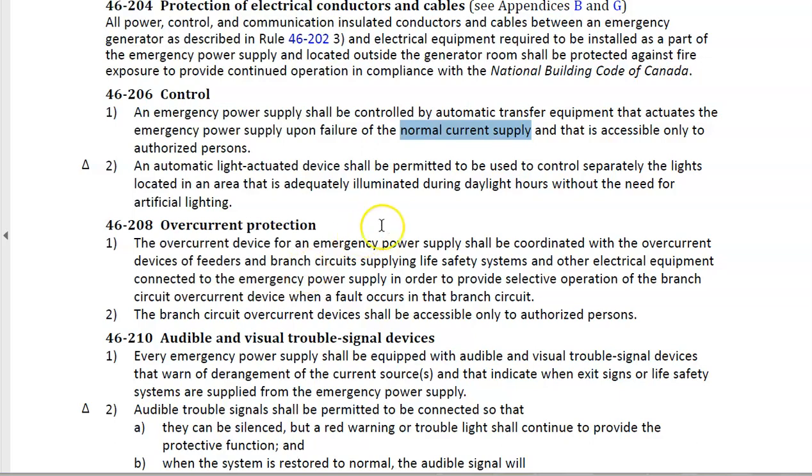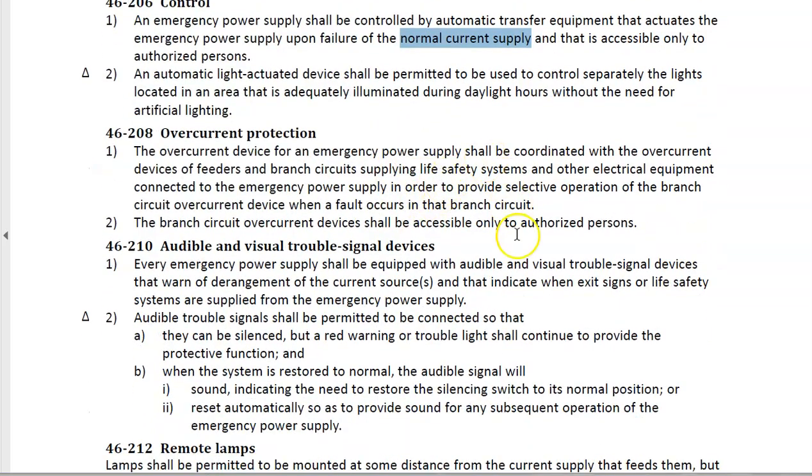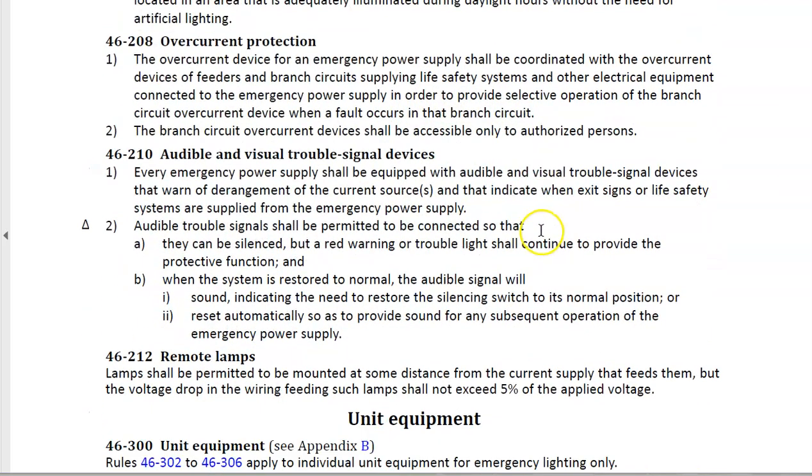Okay, overcurrent protection, these ones just state that it has to be rated and that it shall be accessible to only authorized persons. This one over here, every emergency power supply, so unit equipment, whether it's the unit equipment mounted on the walls or a genset, shall be equipped with audible and visual trouble signal devices that warn of derangement of the current sources. Derangement just means different arrangement. So in other words, if my AC fails and my emergency comes on, and that indicates when these are supplied by the emergency power supply.